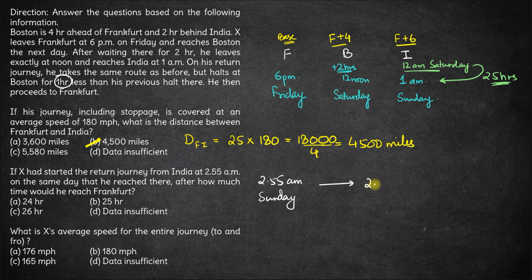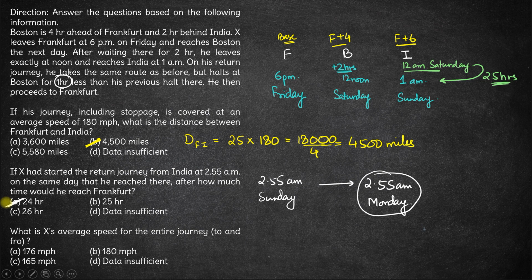So he or she, Mr. X, will reach at 2:55 a.m. on a Monday. But this is the time based on India. This is Indian time, right? And we know India is 6 hours ahead of Frankfurt, so Frankfurt will be 6 hours behind India. So the time at Frankfurt will be, okay, we don't have to calculate time. The question is, after how much time would he reach Frankfurt? So he will reach after option A, 24 hours with a 1 hour break in between. So the answer to this question is option A itself.